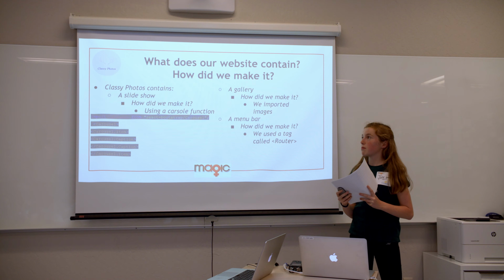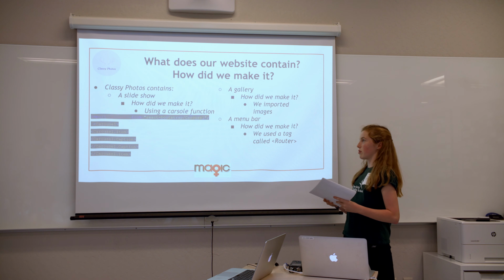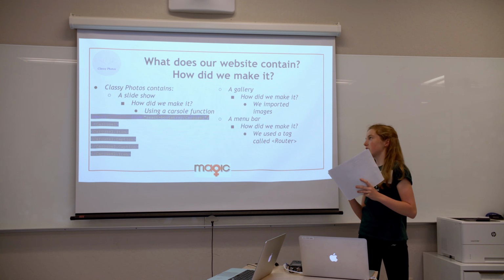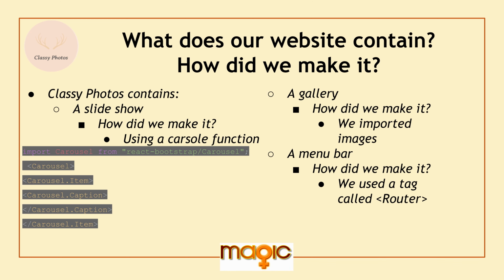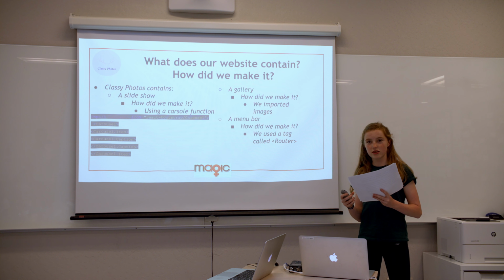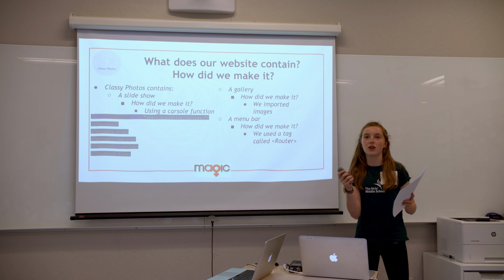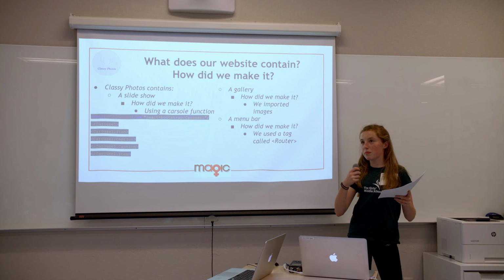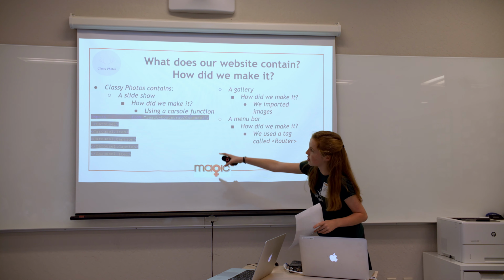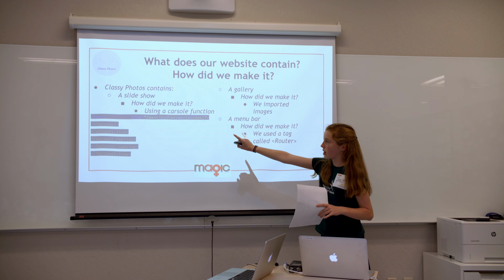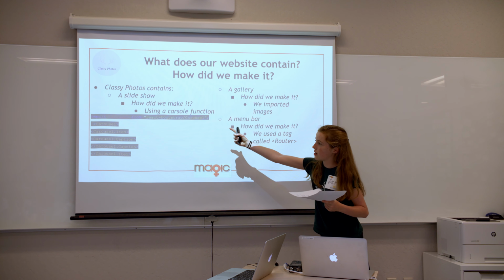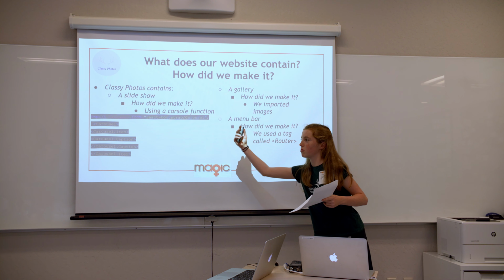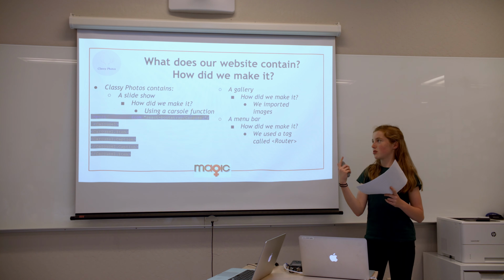For the functions in my program, or the main ideas of my program, I had 3 main topics. I had my menu bar, my gallery, and my slideshow. So for the slideshow, it was on the home page, and the slideshow contained a carousel function, which basically rotated the images throughout the front page. Here's an example of the code I used. So I introduced the carousel bootstrap, and then I just basically inputted what I wanted it to cycle or rotate.